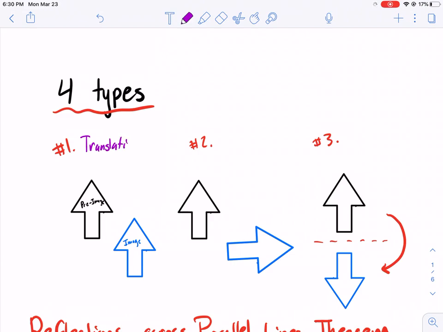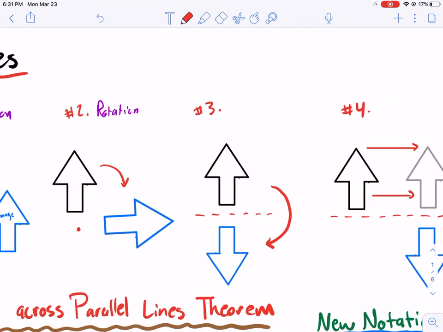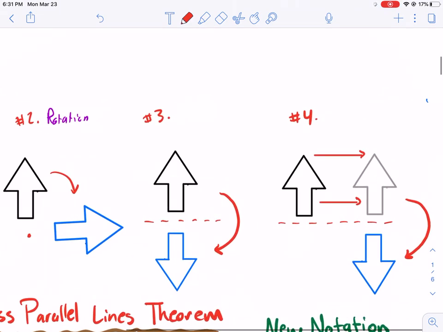This is a good review of the different types of rigid motion and isometries there are. The second one is rotation. We went from a vertical or northward facing arrow to an eastward facing arrow, so that is a rotation. And of course there has to be some sort of center point of rotation and some sort of angle measure in which it rotates. This third one goes from north to south, and this is a reflection.